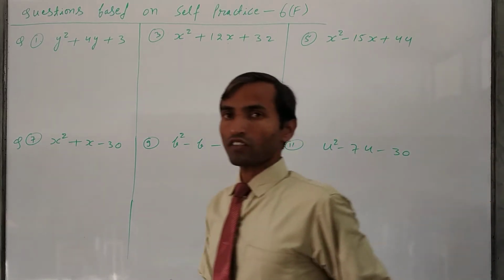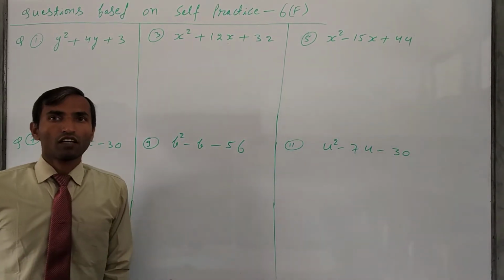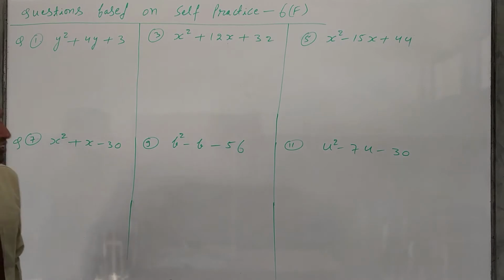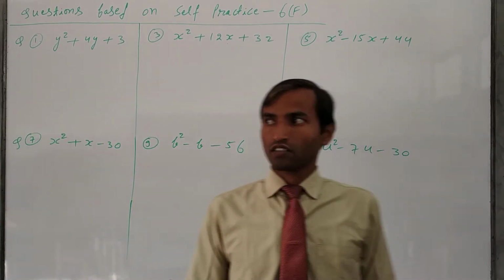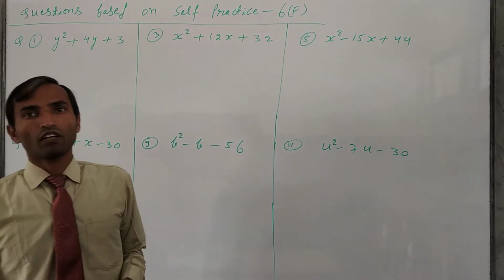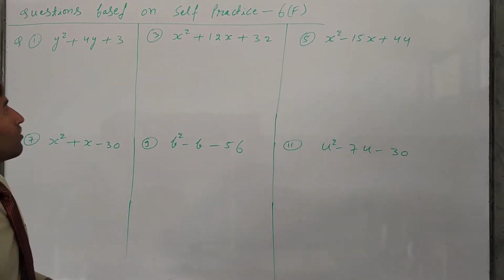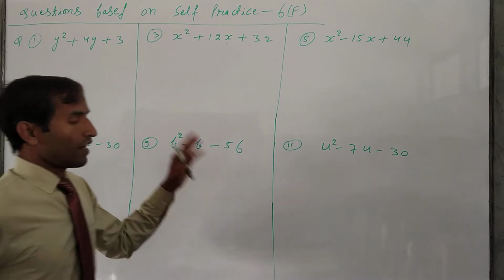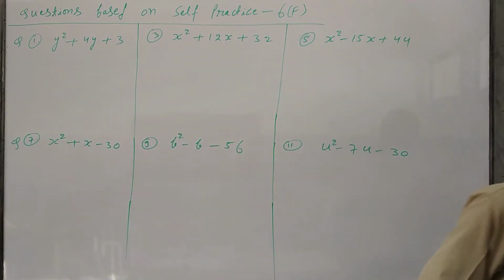Very good morning, students. Last class we explained exercise self practice 6e, which is based on the formula a square minus b square. Now I want to explain the next hour's exercise, that is self practice 6f.